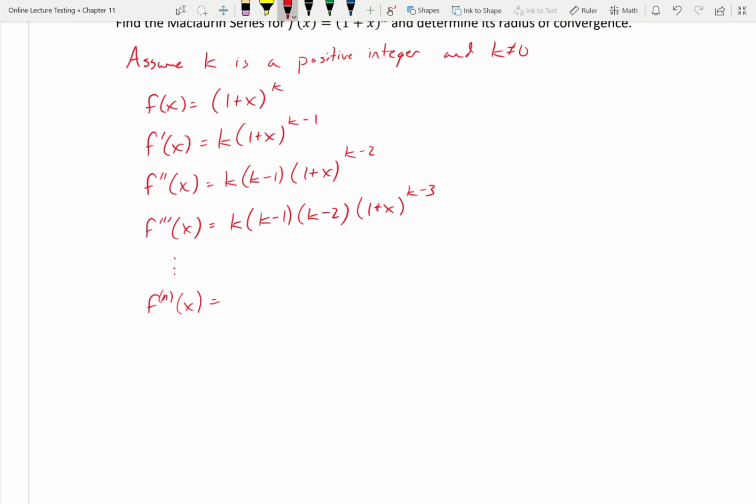That means we're going to get k times k minus 1 times k minus 2 and so forth times k minus n plus 1, because we're taking one bigger away from it, times 1 plus x to the k minus n. Again, look at this. We took the third derivative, so k minus 3, k minus n, and we get k minus 2, so k minus n plus 1.